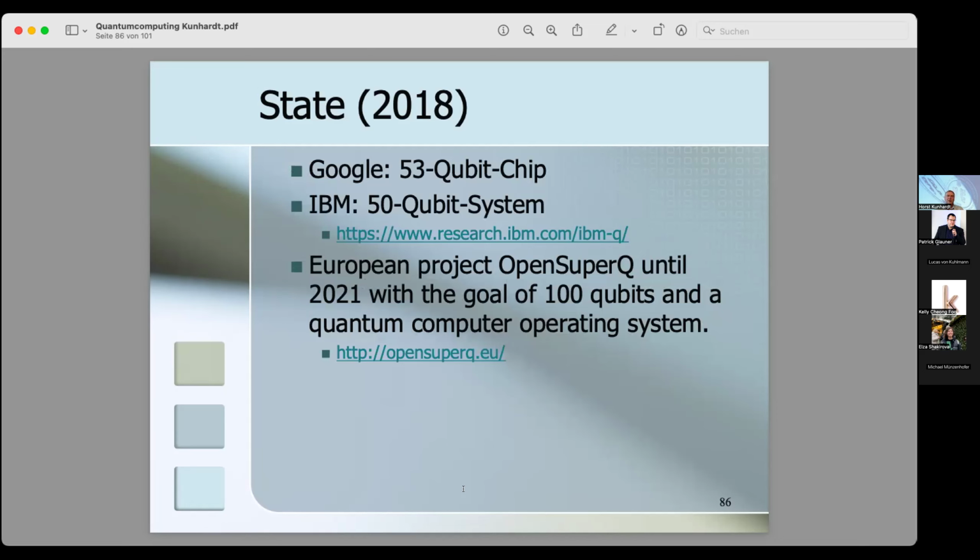2018, Google announced the 53 qubit system. I don't want to go into much detail of the systems because it's now a little bit outdated. But at the same time, or 2028, the European Union started a project, Open SuperQ, with the goal of a 100 qubit system and an own quantum computer operating system. So you can see there is still a lot of work now going on now and in the future.